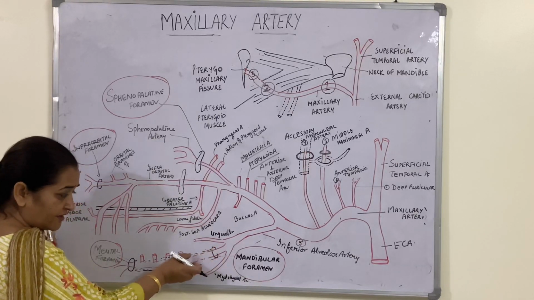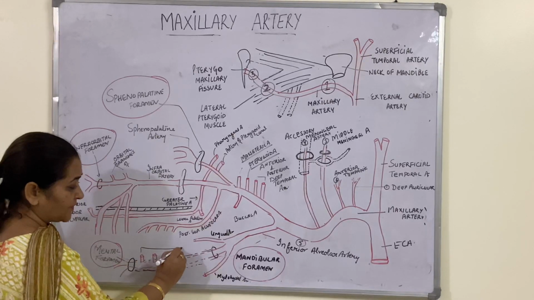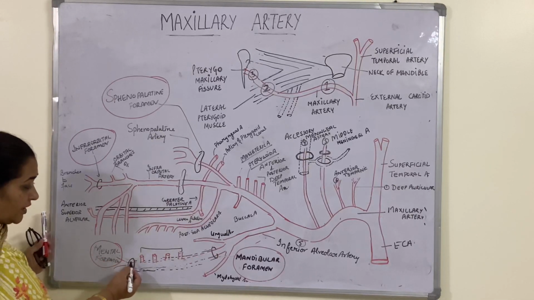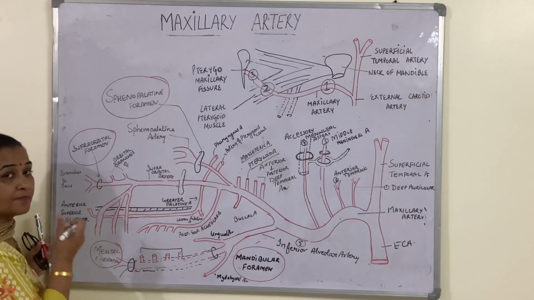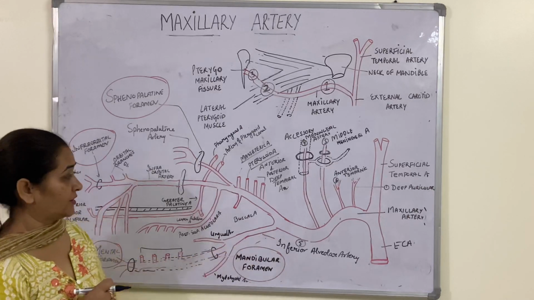Once it enters the canal, it gives small branches to the lower teeth. And from the other end, from the mental foramen, it comes out and supplies the chin portion. So this is the fate of the inferior alveolar artery.